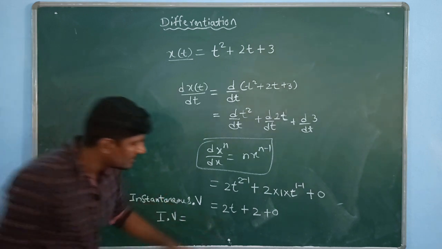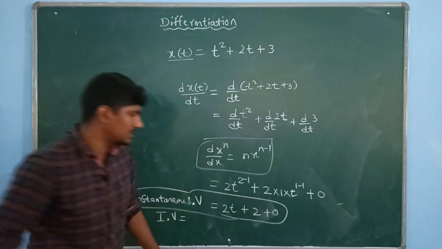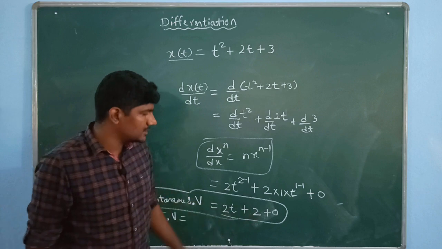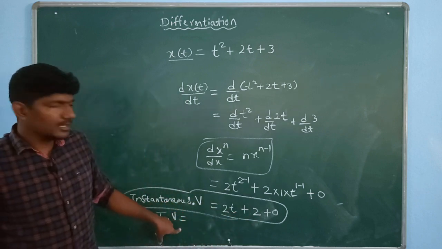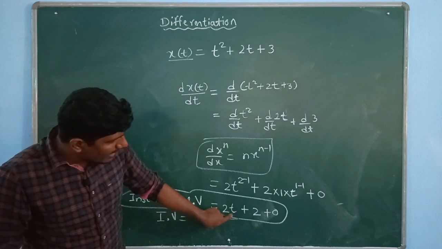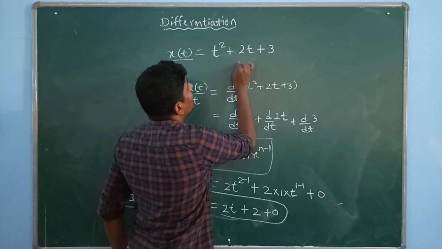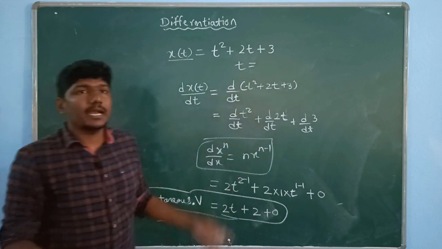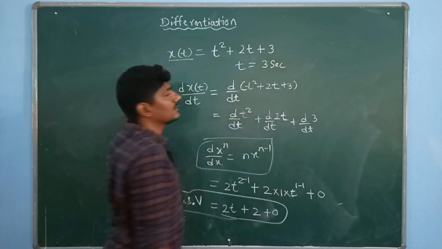So now we have instantaneous velocity. Okay, this is instantaneous velocity. Equation for instantaneous velocity. So if you want the value of instantaneous velocity, what do you need to do? You need to put the value of time. So in the question they will give you something like: find instantaneous velocity at t equals 3 seconds.